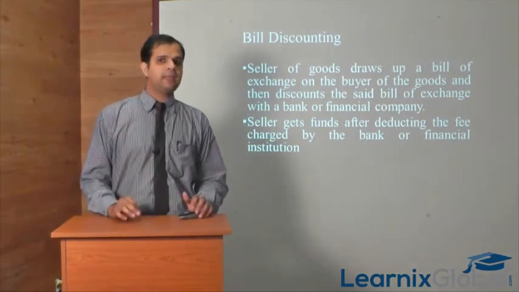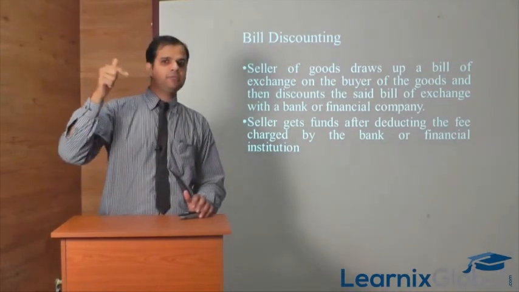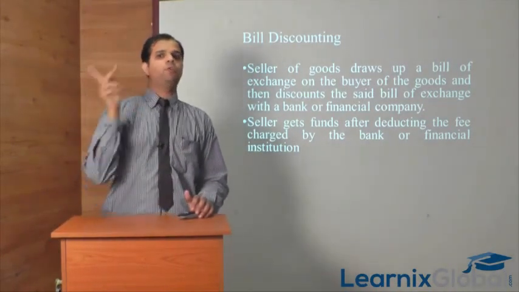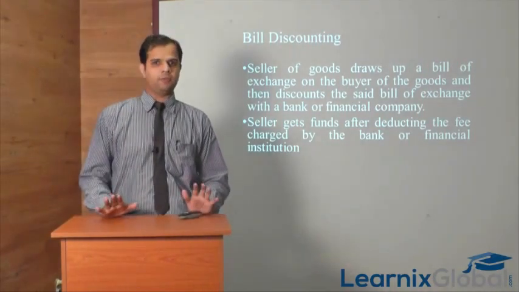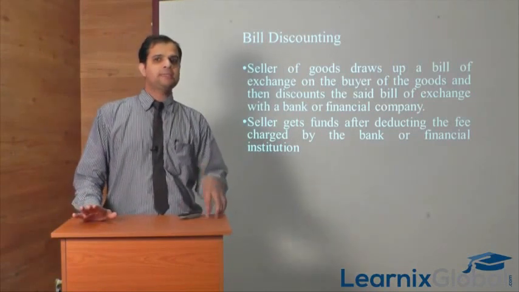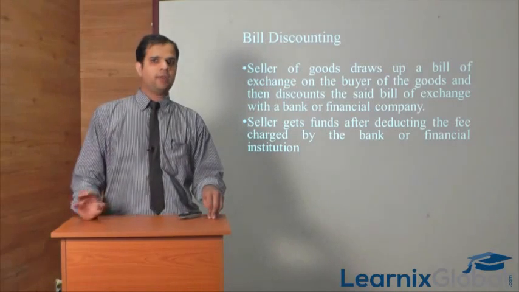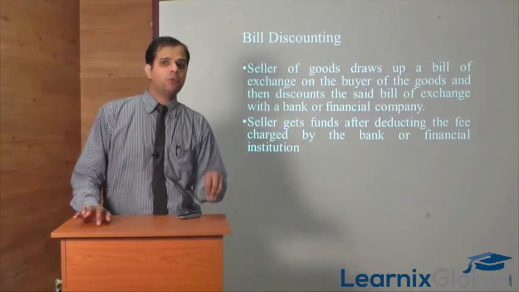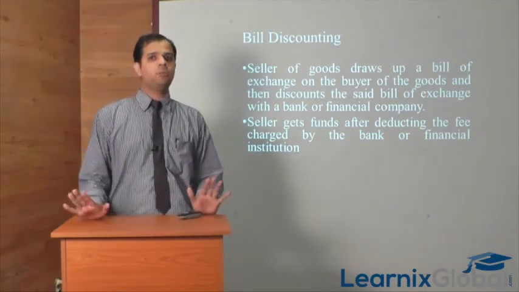Now what will the seller get if he discounts? The money which he is going to receive after 20 days, he will receive today. For that, the bank is charging a commission or a fee. So in a nutshell, by the bill discounting process, the seller is getting the money today. Or in other words, the future value of money is converted into the present value. That is a jargonized version. It's not the common man's version.